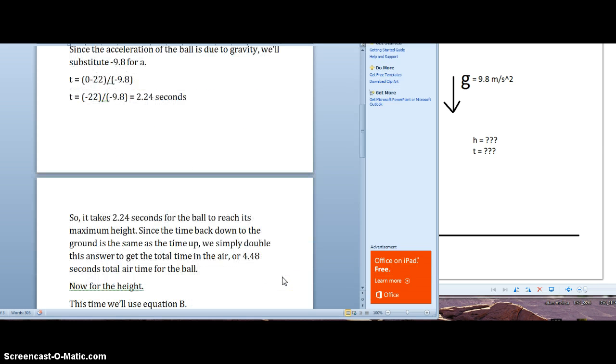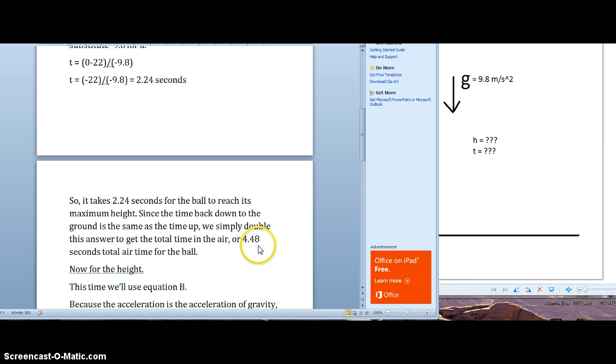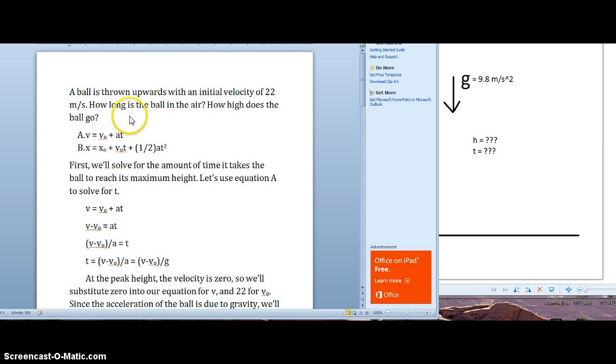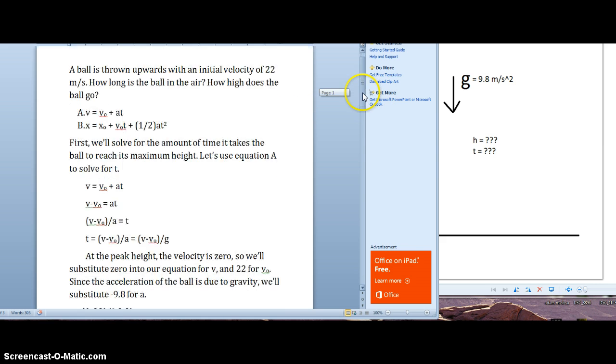Since it takes 2.24 seconds for the ball to reach the maximum height, it takes that exact same amount of time to come back down. So all I have to do is double it, and we have our total time of 4.48 seconds. So that takes care of the first part. How long was the ball in the air? 4.48 seconds. So now, how high does it go?